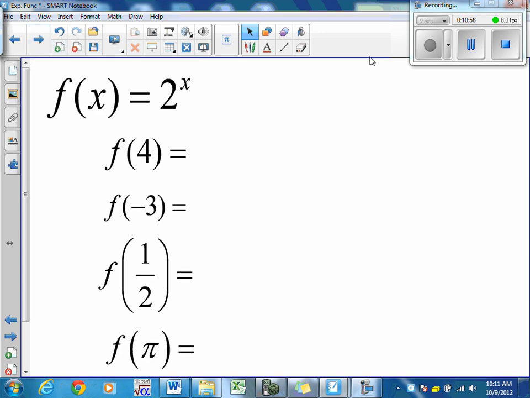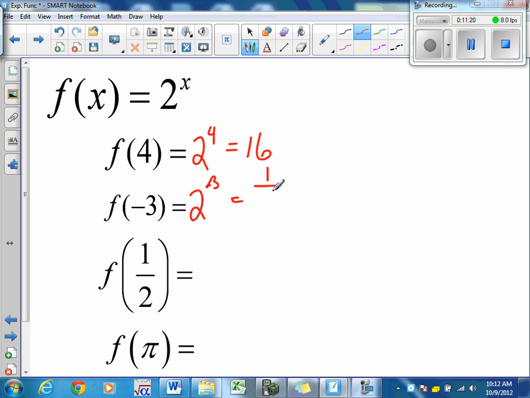So, our exponential function, though, would be 2 to the x. 2 is our base. So if I want to find f of 4, that's 2 to the 4th. That's 16. f of negative 3, 2 to the negative 3. Negative exponent, that's 1 over 2 cubed, or 1/8.